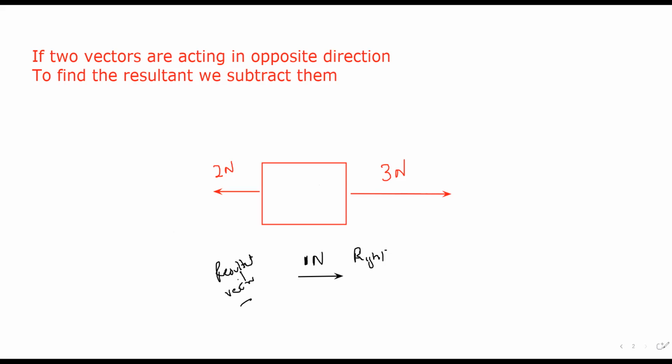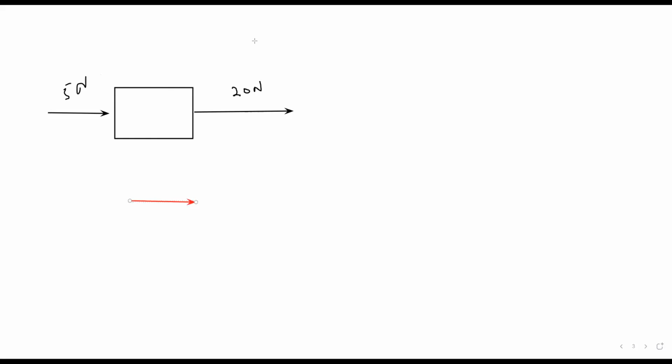Yes. Another example: 20 Newton and 5 Newton. What is the resultant vector? Both are acting in the same direction, so we simply add them, and it will be 25 Newton.